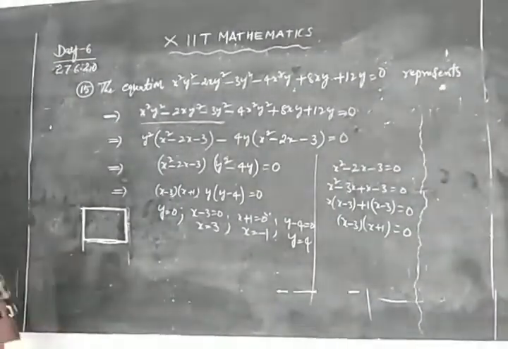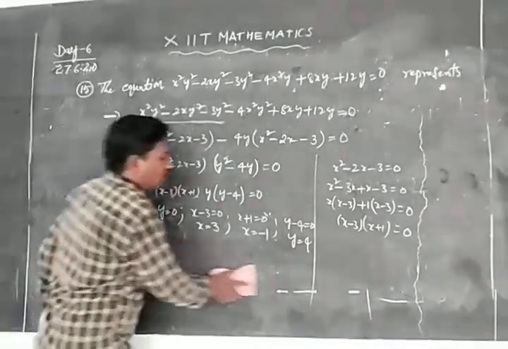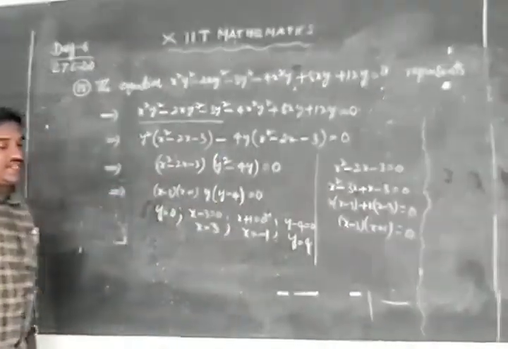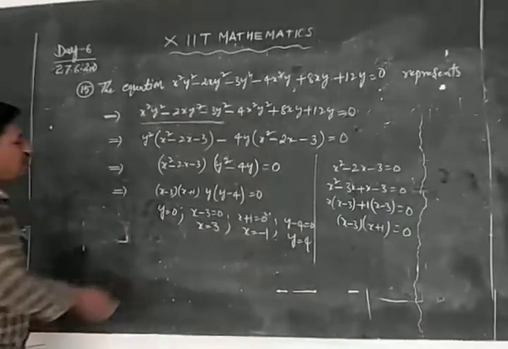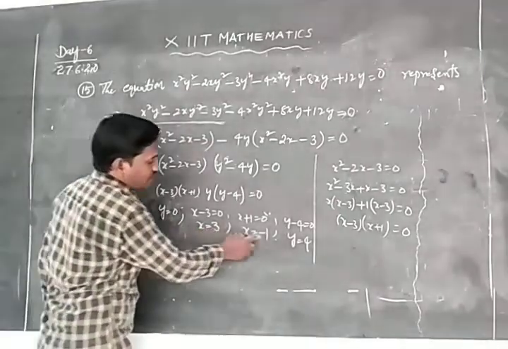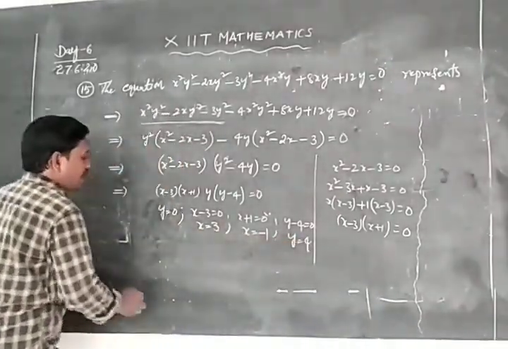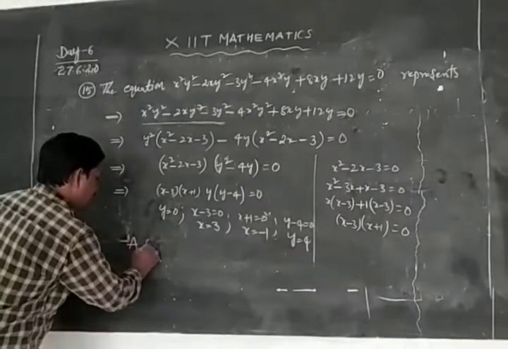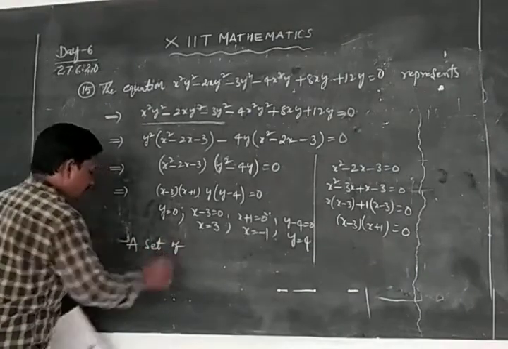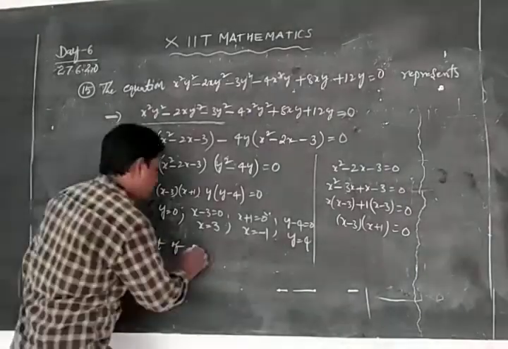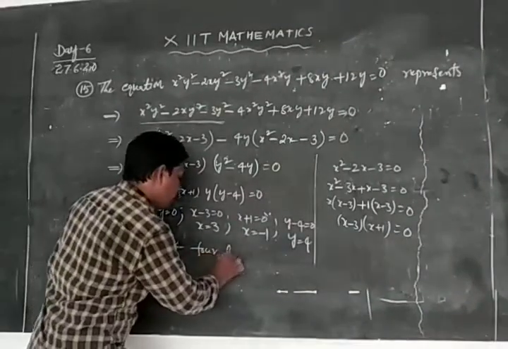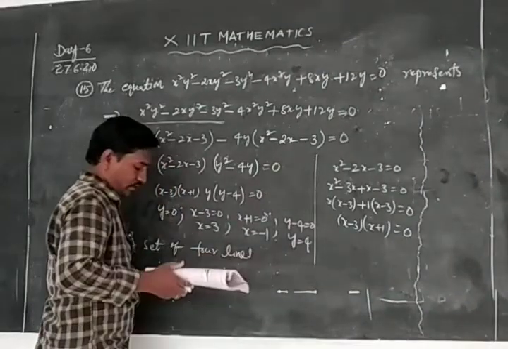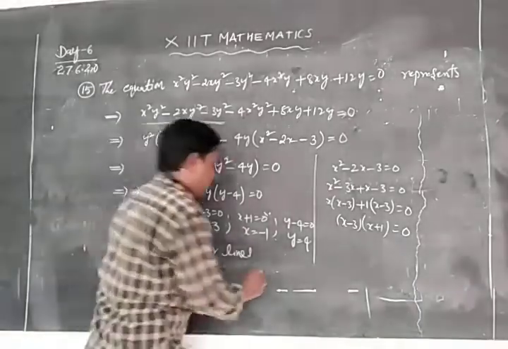So we have to write here: we got four straight line equations, y equal to 0, x is equal to 3, x is equal to minus 1, y is equal to 4. So we can write here: a set of four lines forming a square.